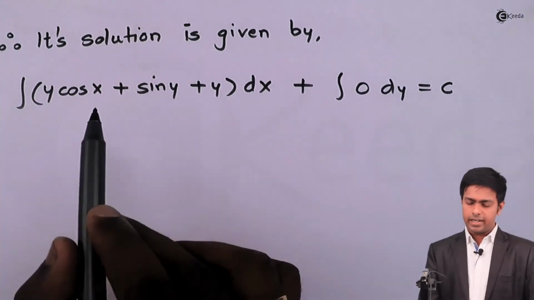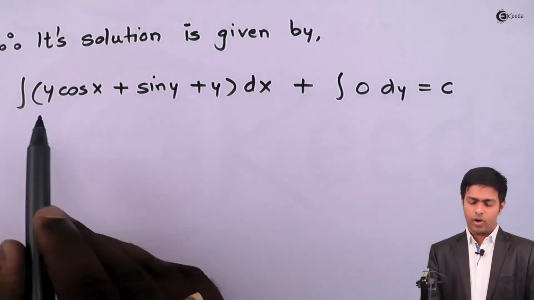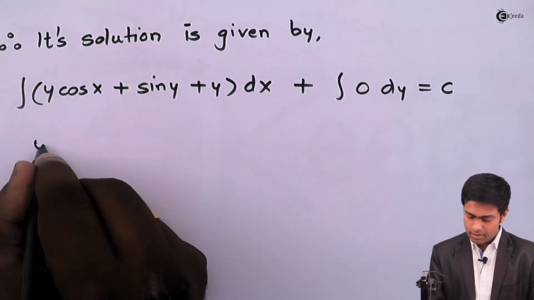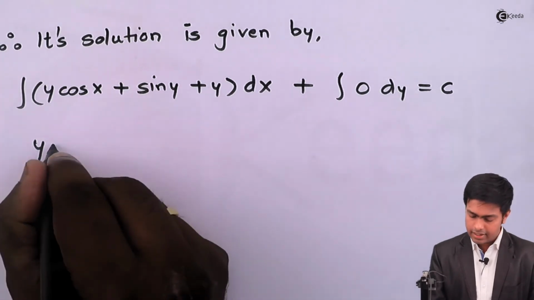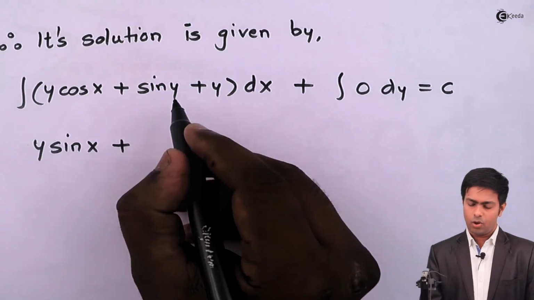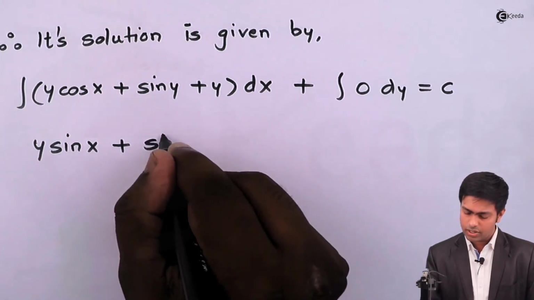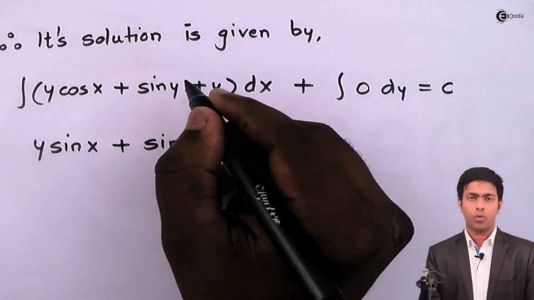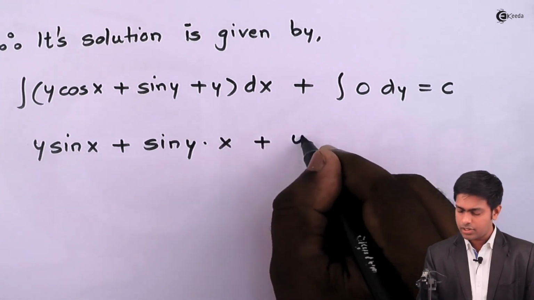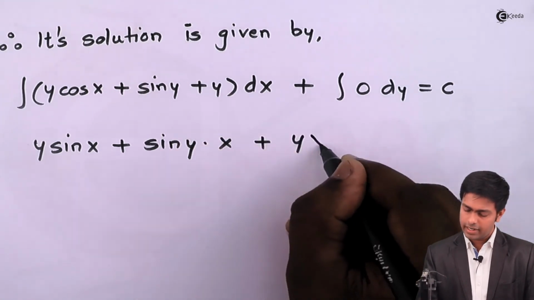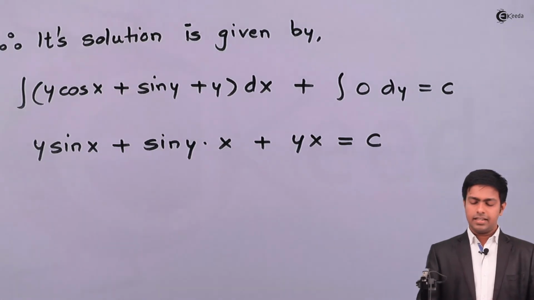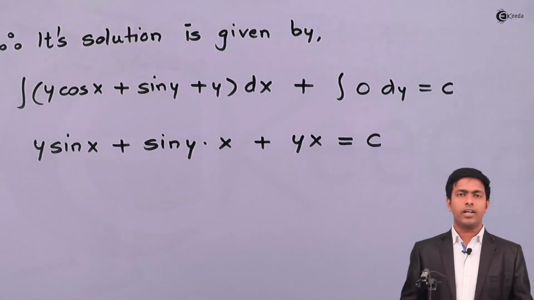Now let's integrate this. I'll treat y as constant, as said in the formula. So y as it is, the integration of cos x is sin x, plus the integration of sin y: sin y is constant outside and the integration of 1 is x, plus again y constant and the integration of 1 is again x, equal to c. So guys, this is the solution of the given differential equation.